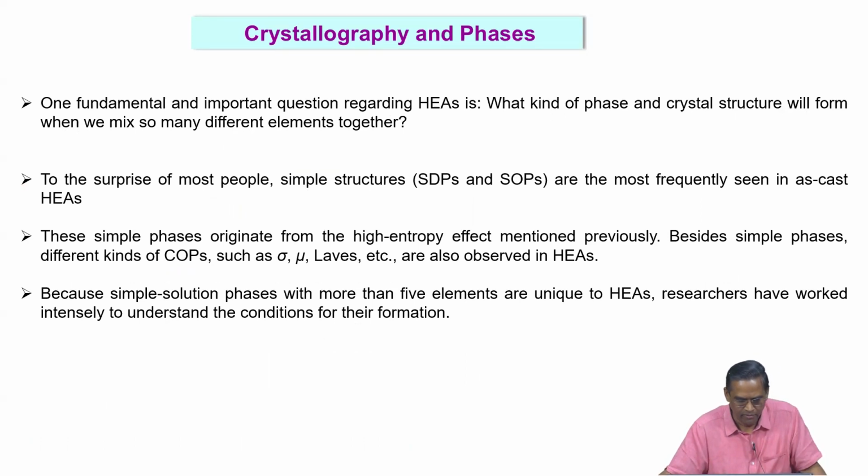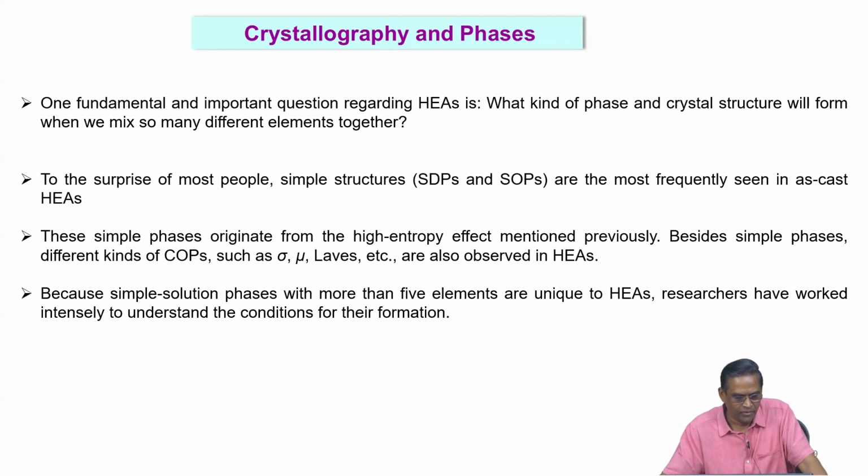And we have given some kind of introduction to this phase. What kind of phase? Simple structures, that is simple disordered phase, simple ordered phase, are most frequently seen in the as-cast high entropy alloys. You can have a BCC, FCC, they are all simple disordered phases, or you can have L12, B2, simple ordered phases.